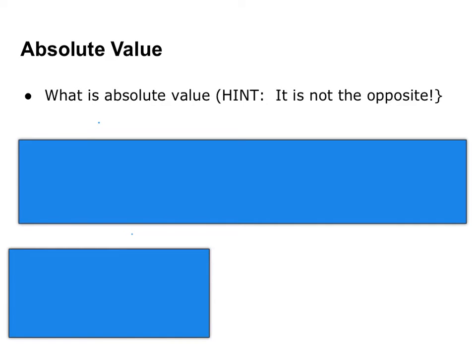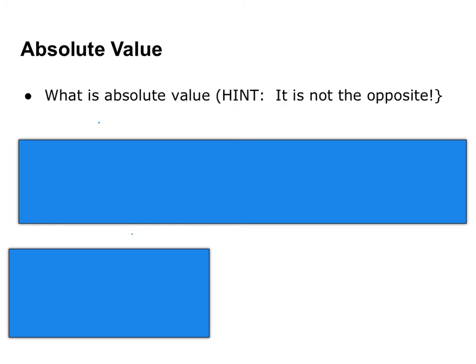So mathematically, what is absolute value? Hint, it is not the opposite. We went over opposites already. Opposite means the opposite of a number. The opposite of 5 is -5. The opposite of -10 is 10.